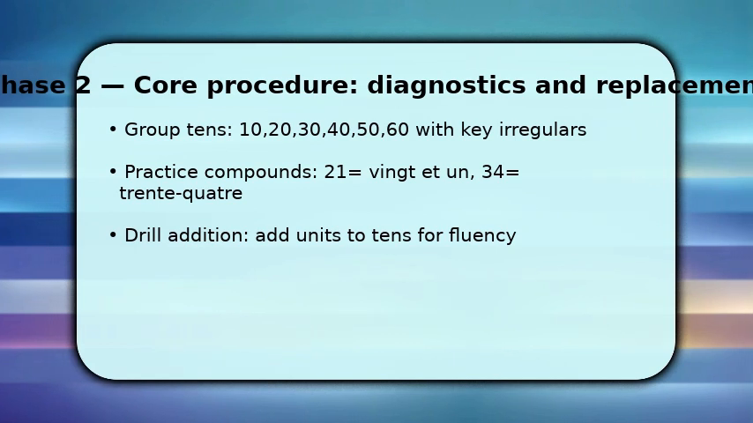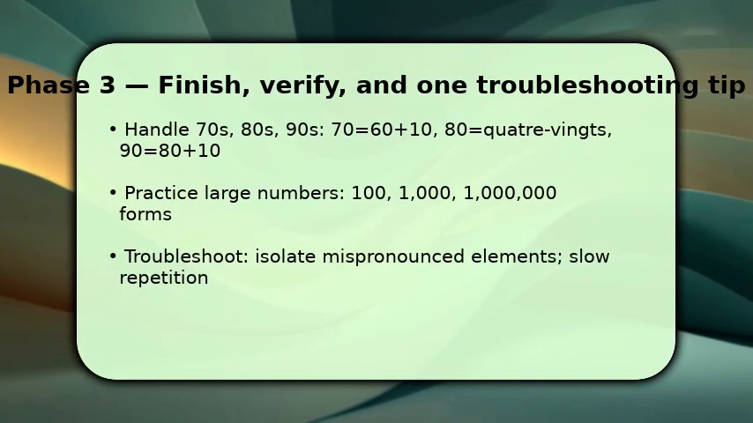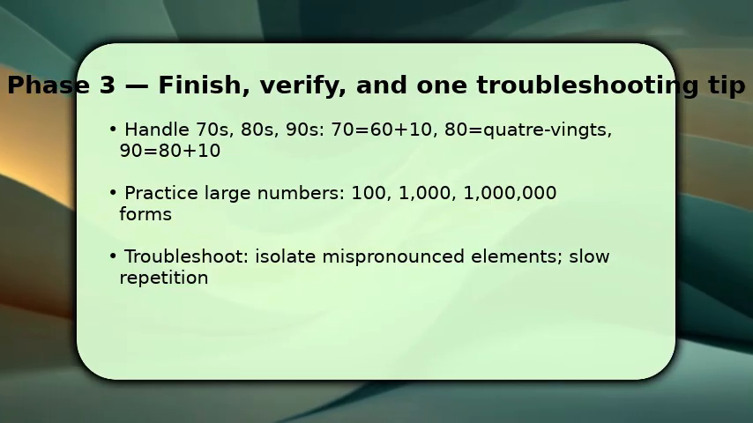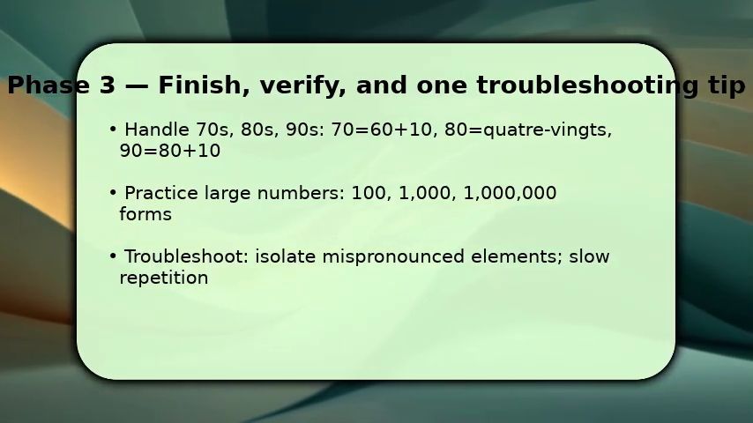You finish by tackling 70-100 plus quirks. French builds 70s and 90s additively, and 80 is quatre-vingts. Master these constructions by creating and saying examples like 72, 88, 95 aloud.